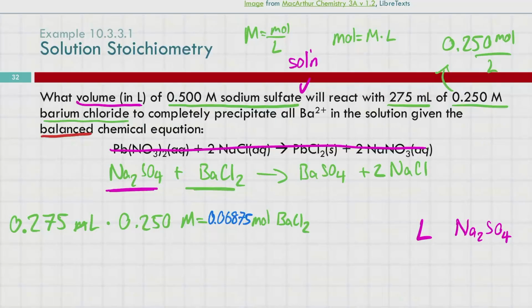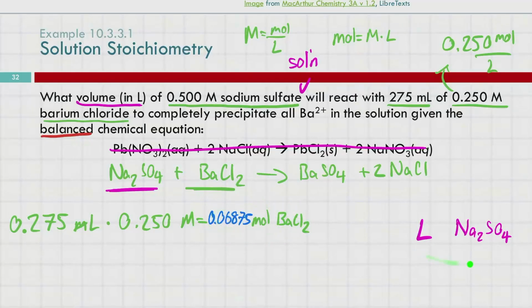Do we see how we did that? Do we understand why we did that? If we do not understand how we did that or why we did that, please ask a question. Okay. We have now moles of BaCl2.